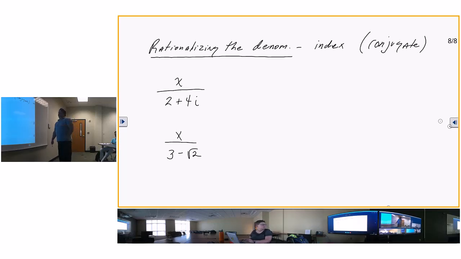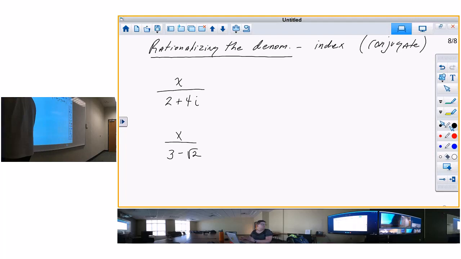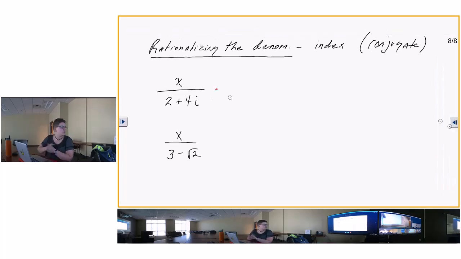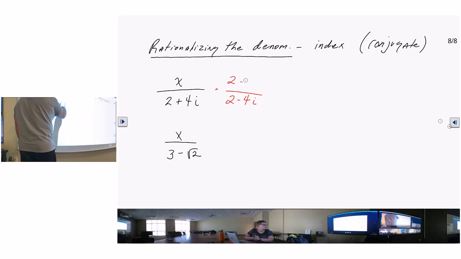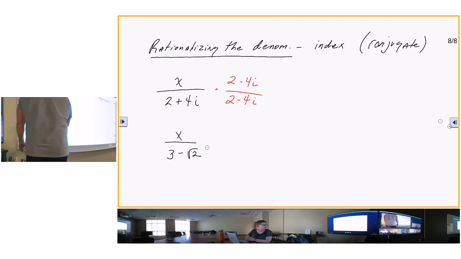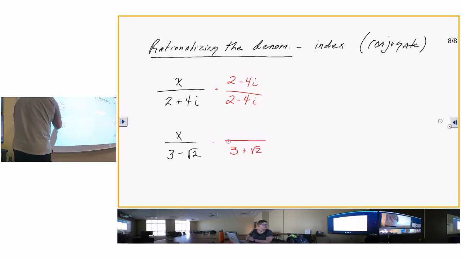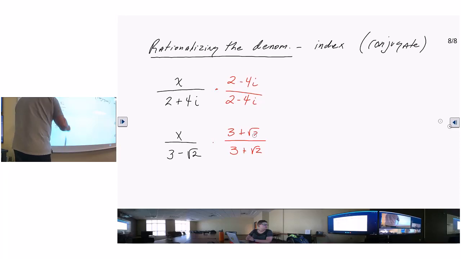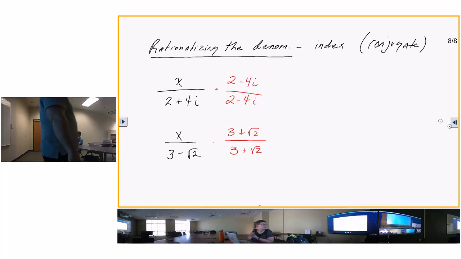All right? So, what is the conjugate of 2 plus 4i? 2 minus 4i. Are you the only one that listens in college algebra? 2 minus 4i. What is the conjugate of 3 minus the square root of 2? 3 plus the square root of 2. All right, finish it. Finish both of them. If you can't, that will decide whether you are a success in life.